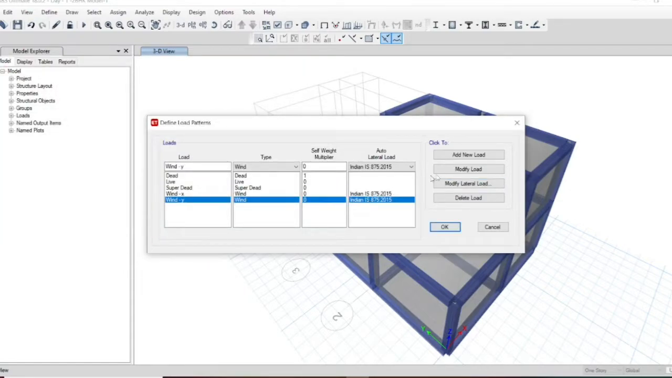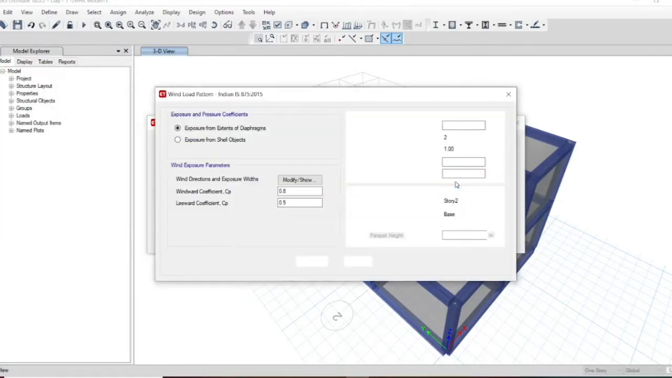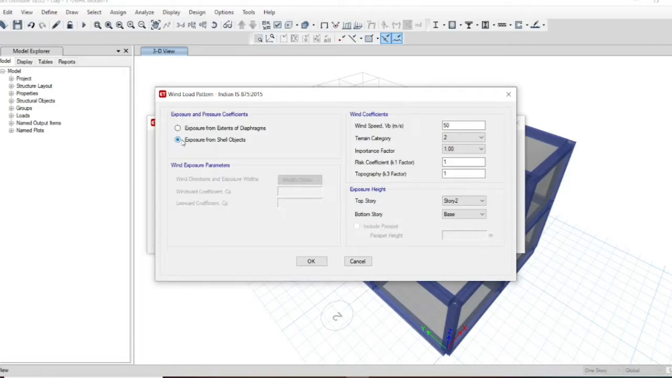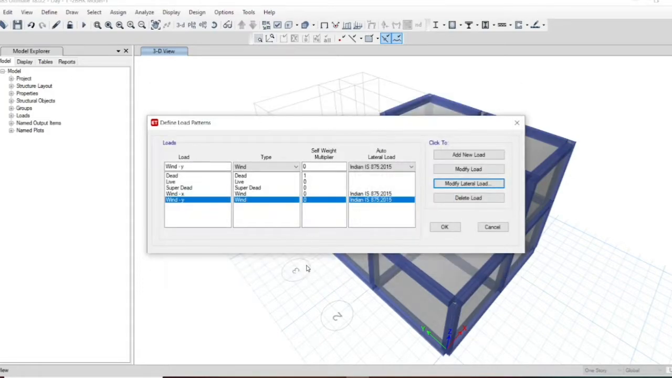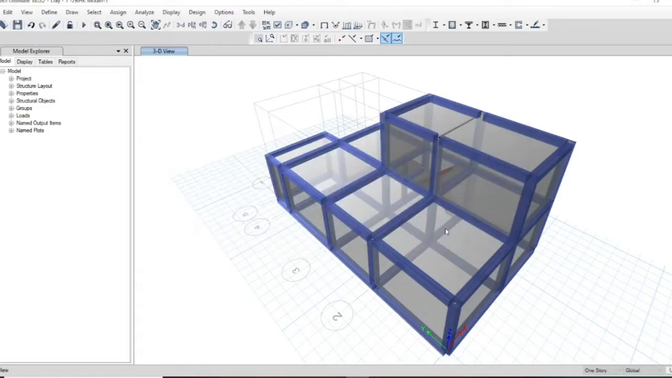Let me use wind in y direction, modify lateral load from shell objects, same thing for y direction: 33, category is 4, this is 1, 1, 1, rest of the things are okay. Okay, now I have indicated for both the cases. Now press OK.